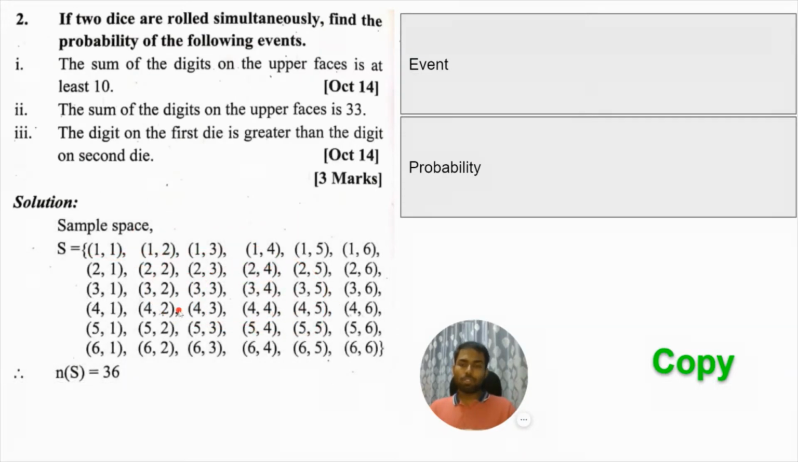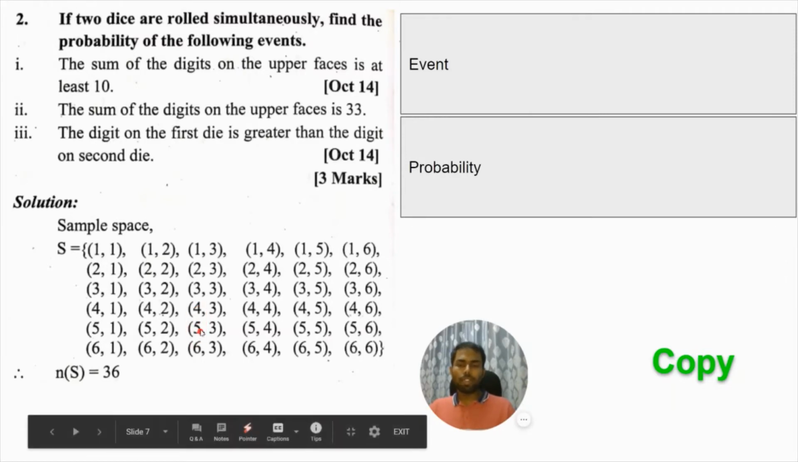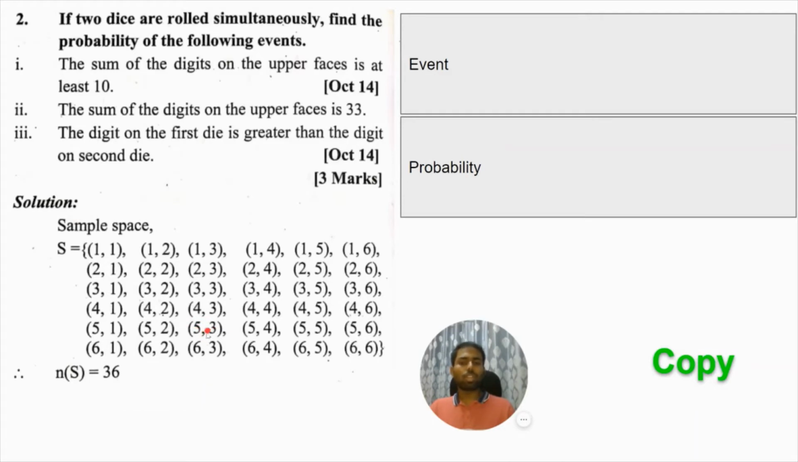In one of the doubt solving sessions, one student asked me, why do we put commas in between? Why can't we just write 1 1, 1 2, 1 3, 5 3, 5 4, so on and so forth? The reason we put commas in between is, if I write 53, people might think that I'm writing the number 53, but I'm not writing the number 53. What I'm saying is, first die पे 5 number आया, second die पे 3rd number आया. So इन दोनों को differentiate करने के लिए I'm putting a comma in between.